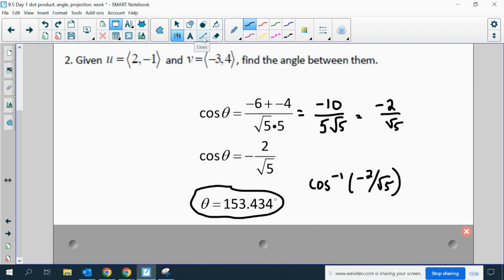So if we look, we see 2 comma -1 would look something like this, and -3 comma 4 would look something like this, and we see that it is a pretty big angle. So it seems to make sense.